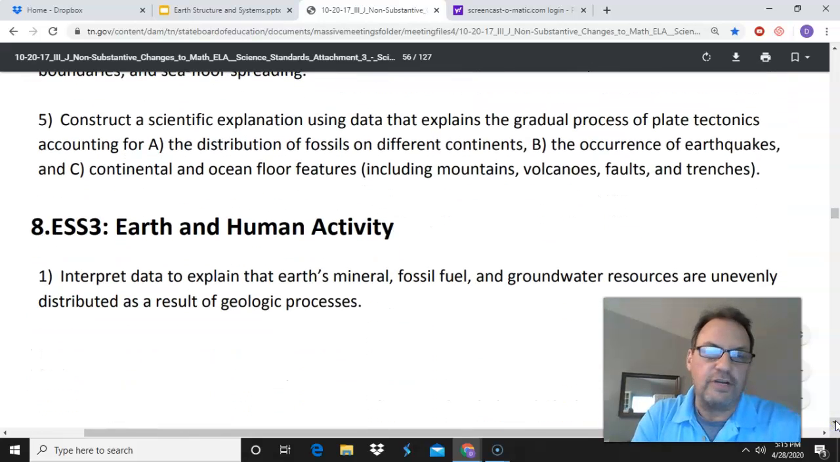This says to construct a scientific explanation using data that explains the gradual process of plate tectonics, accounting for the distribution of fossils on different continents, the occurrence of earthquakes, and continental and ocean floor features, including mountains, volcanoes, faults, and trenches.